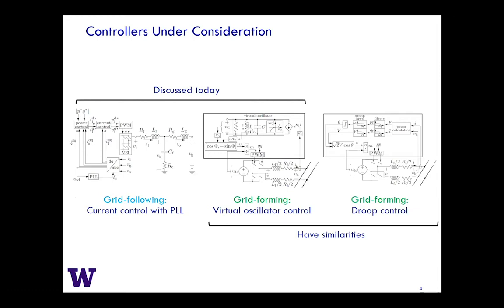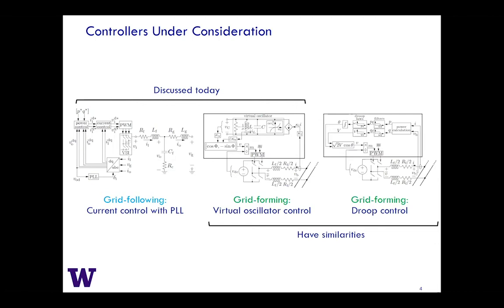On the left-hand side, the grid following control is what really makes it that, at least in the way I'm looking at things, is it has this phase lock loop. So that should catch your eye here. And then the other two controllers that are most commonly used, aside from virtual synchronous machines, is droop control. And then we've been looking at this virtual oscillator control in particular in our project.